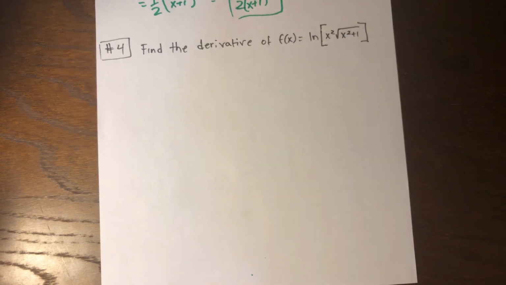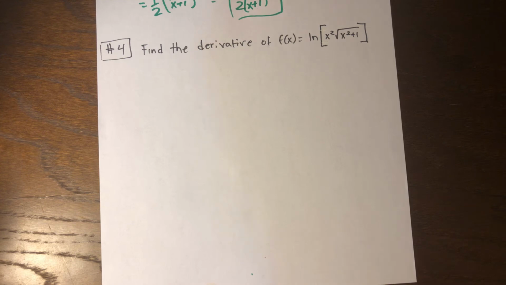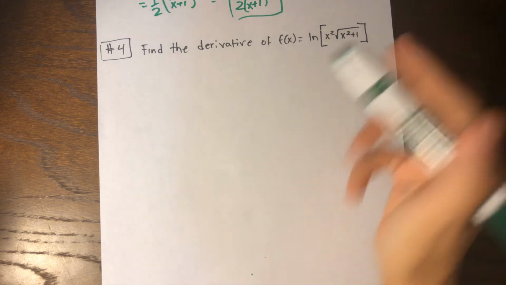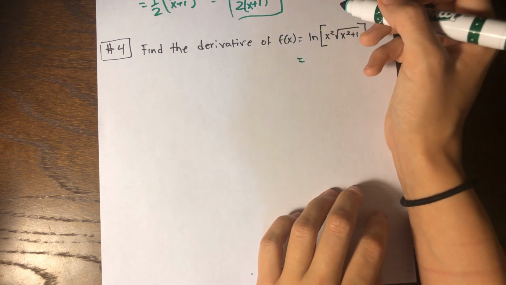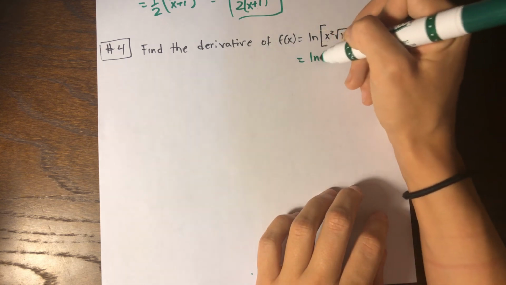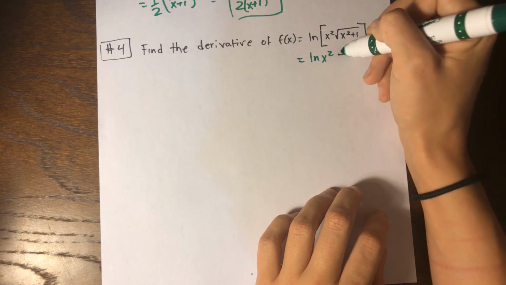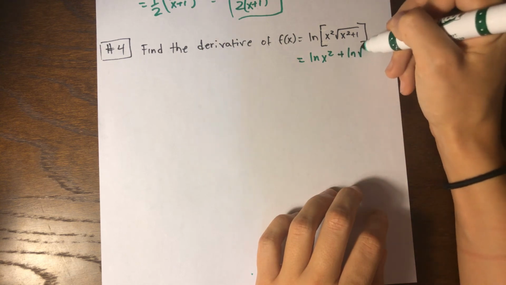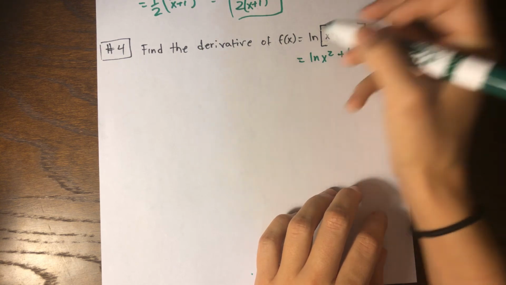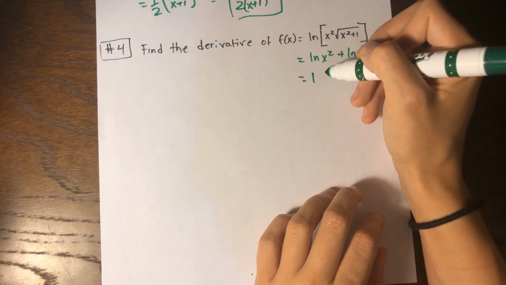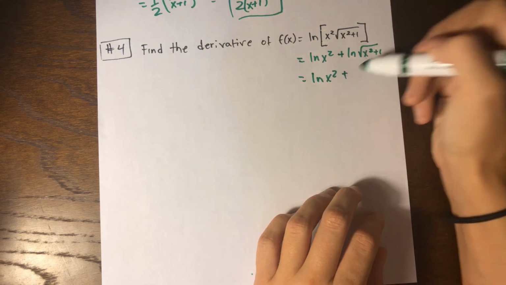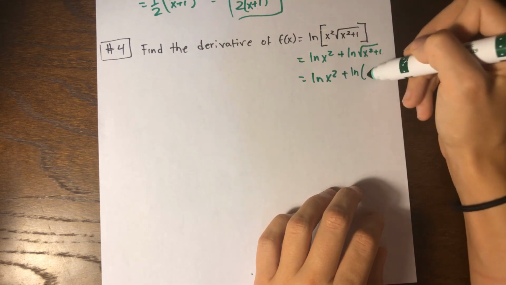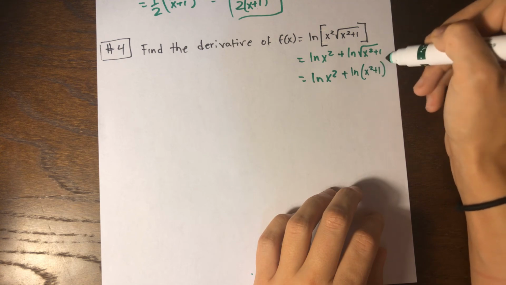Last one, we have the function is equal to the natural log of x squared times the square root of x squared plus 1, and we have to find the derivative. So I can rewrite this using my natural log properties, logarithmic properties. So I have ln x squared plus the natural log of x squared plus 1. And I know I can rewrite that. So natural log of x squared plus natural log of x squared plus 1 to the half.